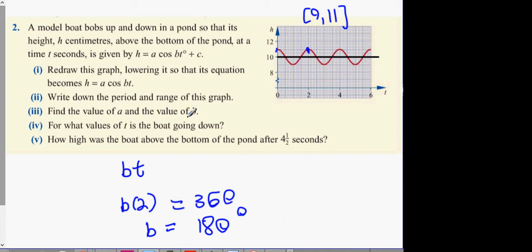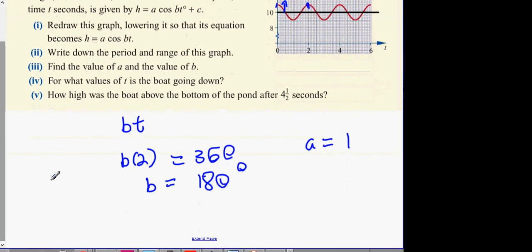Okay. Find the value of A. The value of A is always the amplitude, how far you go above and below the line. A therefore has to be 1. Is B 180? Yeah. So 180 and 1.